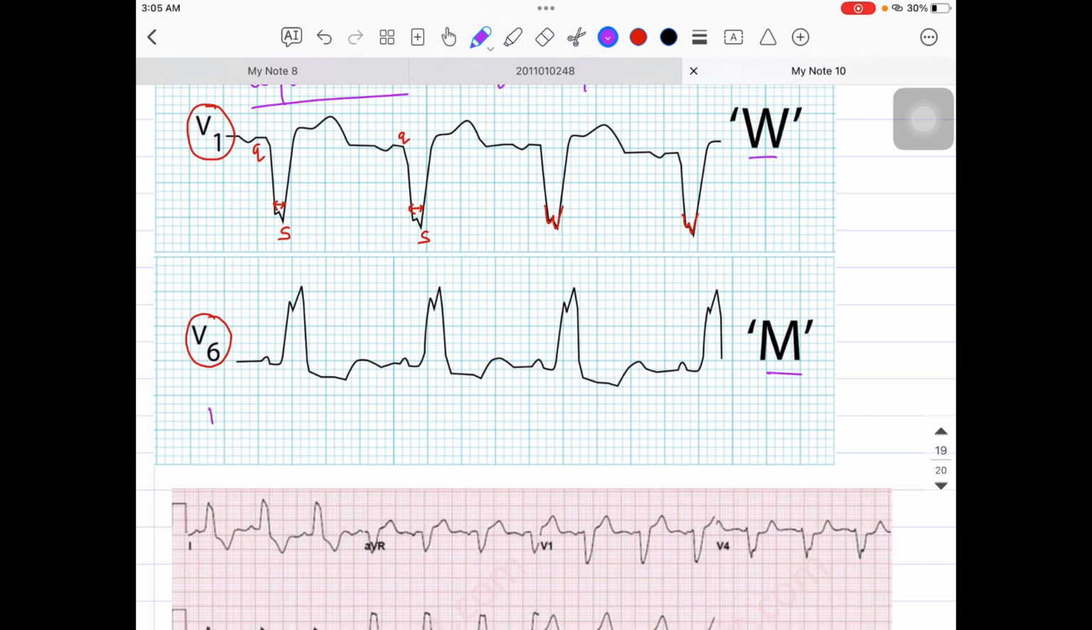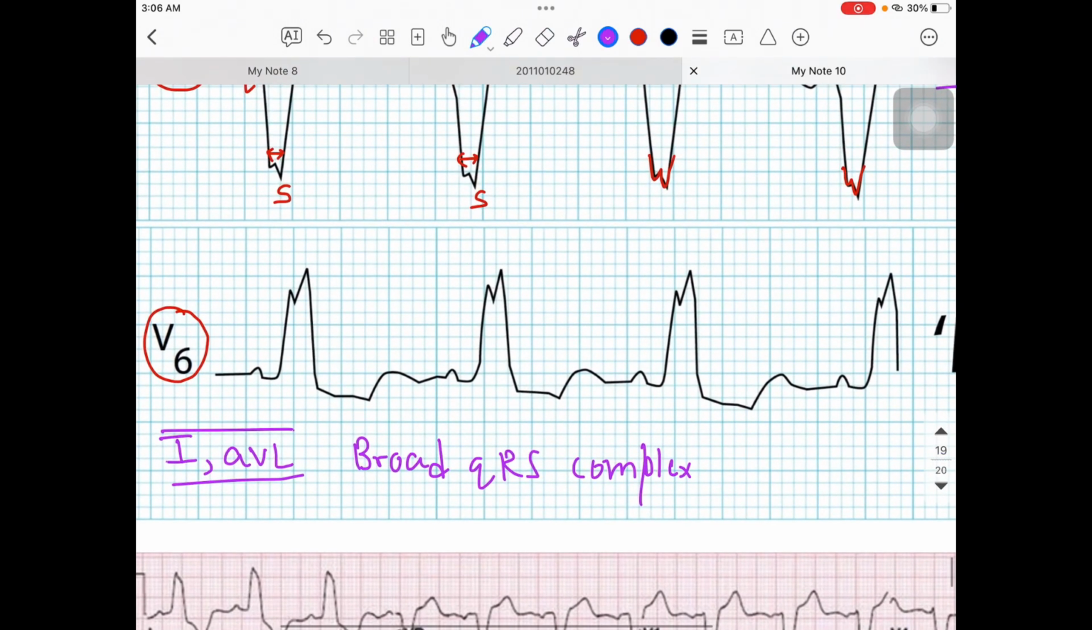So W pattern in V1 or M pattern in V6, and along with that you can include leads 1 and aVL also. In 1 and aVL, these are the septal leads, or in V6 if you are seeing a broad QRS complex at that place also, or you are seeing the M pattern in lead V6, then probably we shall say that this patient is having left bundle branch block, or LBBB, right? So here we can see the QRS complex is quite broad.